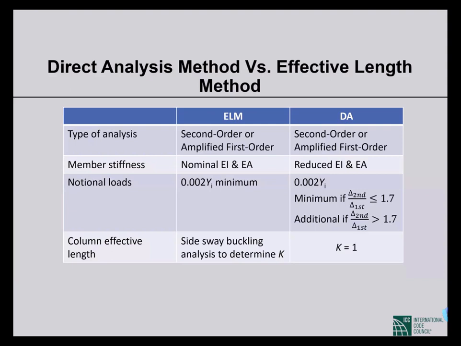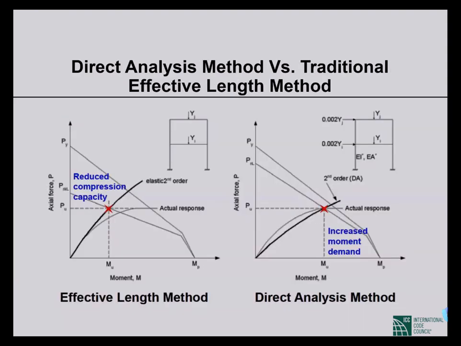And the K value is always 1 for direct analysis method. So what happens in the effective length method, the calculation is such that we always kind of overestimate the axial force and we have less amount of moment.